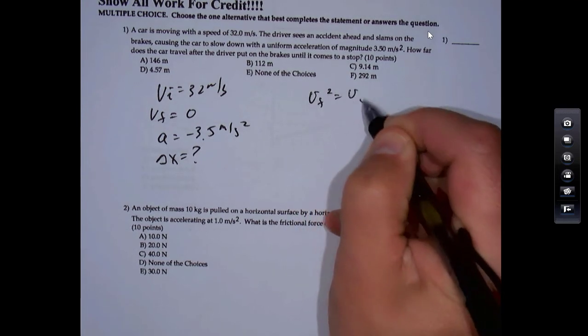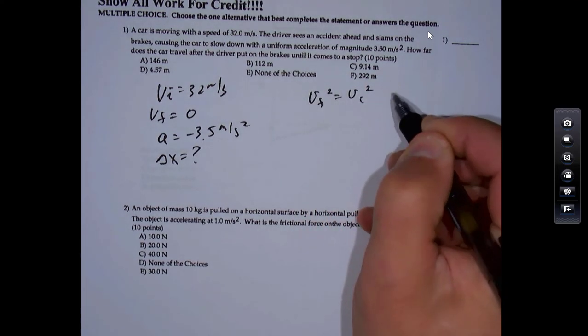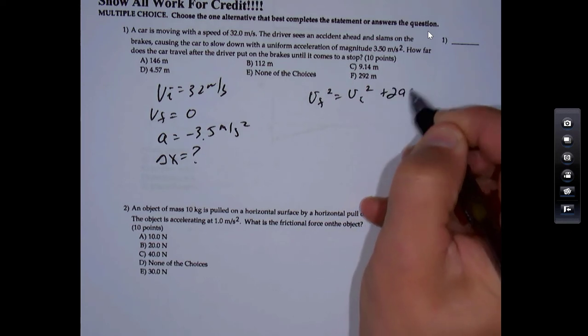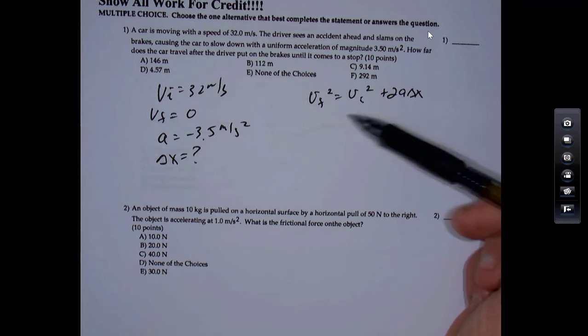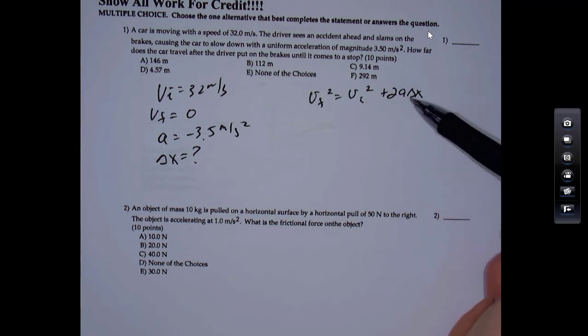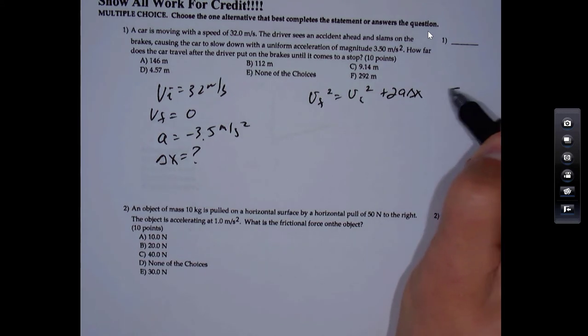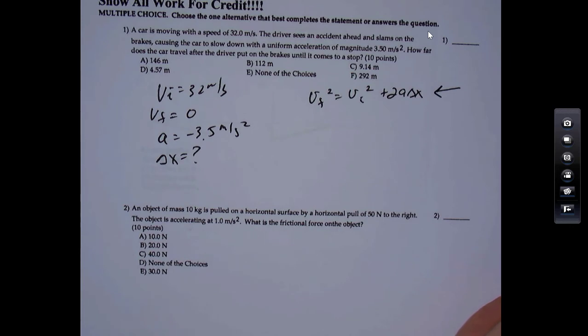Final velocity squared is equal to initial velocity squared plus 2a delta x. Let's see if this one will work. Final speed 0, we know the initial speed, we know the acceleration. This formula will work for you. So at this point, by identifying the correct formula, I would probably give you 5 or 6 points out of 10. Probably closer to 6 actually.